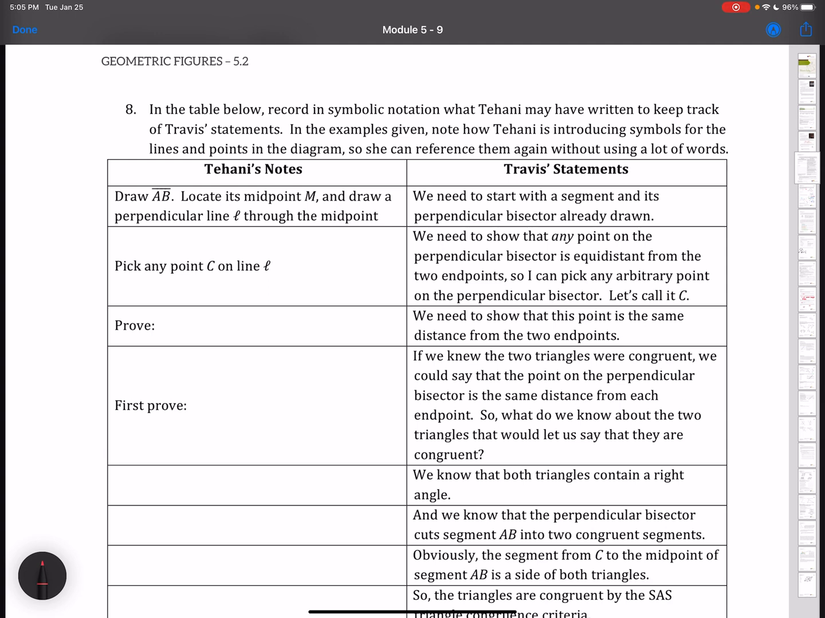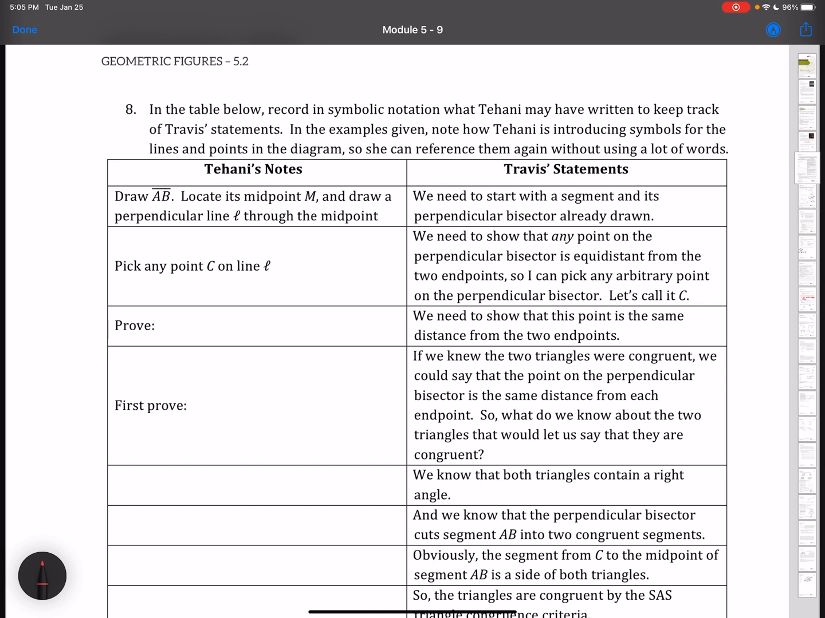So I can pick an arbitrary point, which means kind of just a random point or a point that doesn't really matter. It's just any point. It doesn't have a fixed distance on the perpendicular bisector, and we'll call it C. So Tahani says pick any point C on line L.